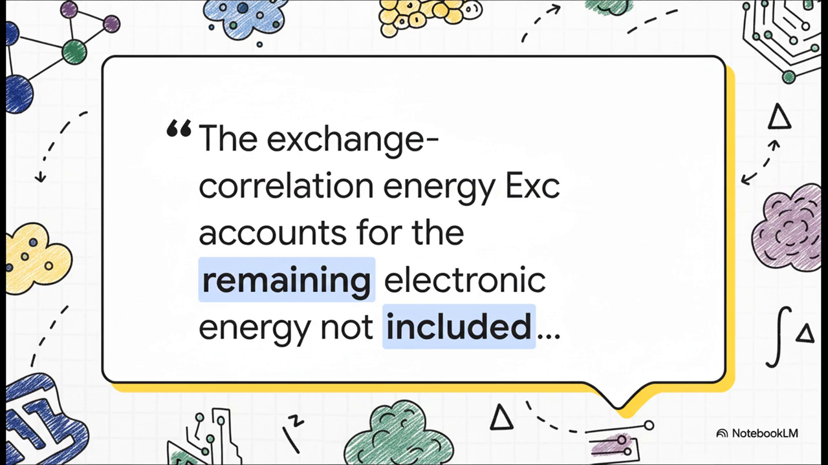This is basically the everything else bucket. It bundles together two really complex quantum effects. You've got exchange energy, which is this strange quantum rule that says two electrons can't be in the same state, so they act like they're avoiding each other. Then you have correlation energy, which is more intuitive. It's how electrons actually dodge each other because their negative charges repel.